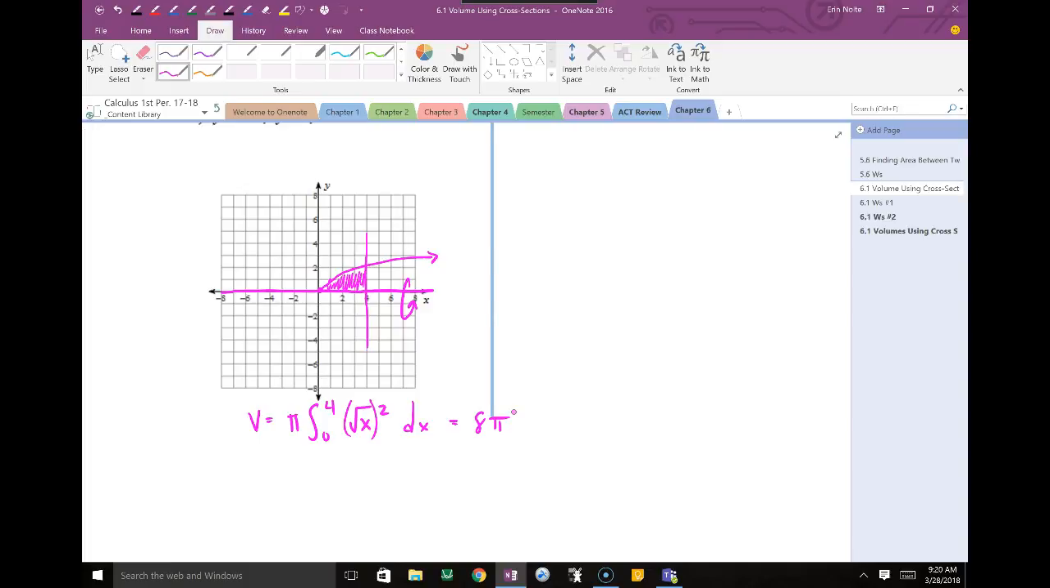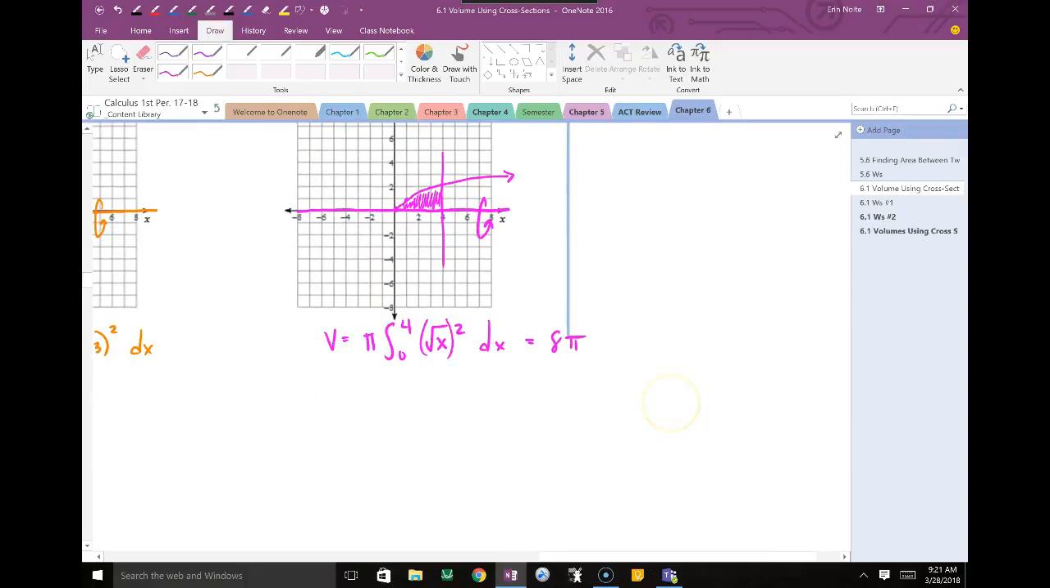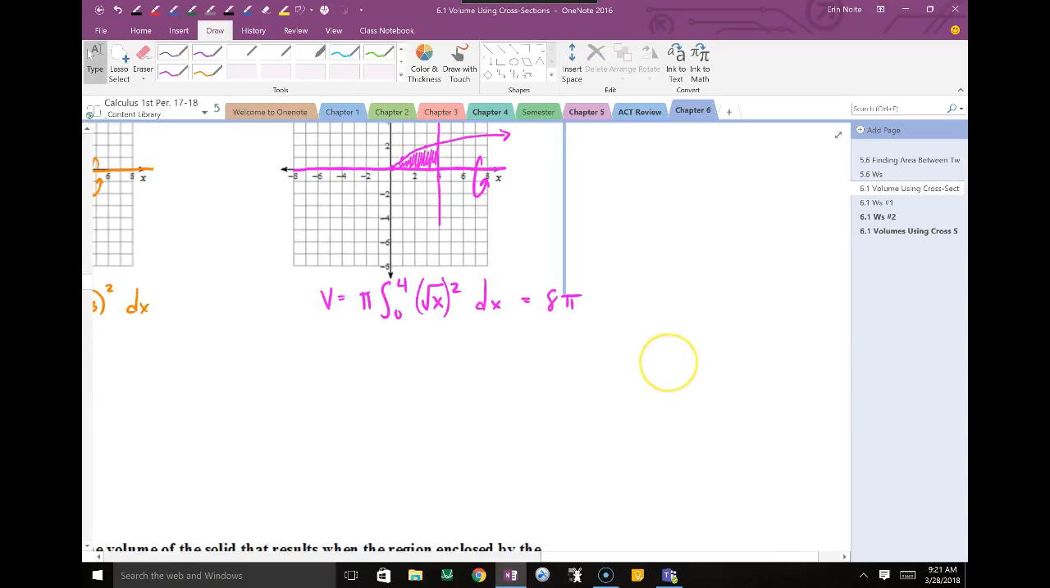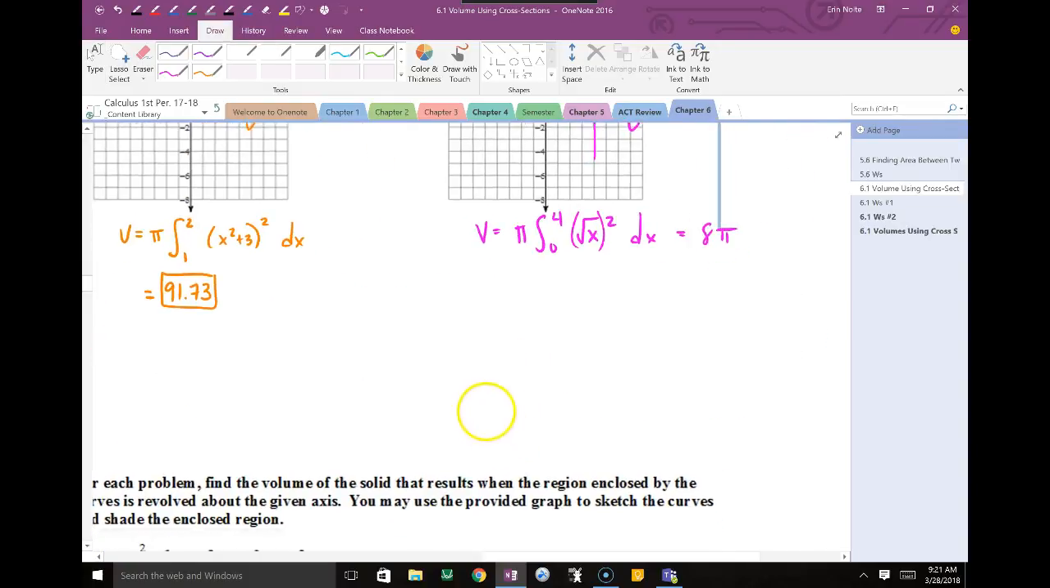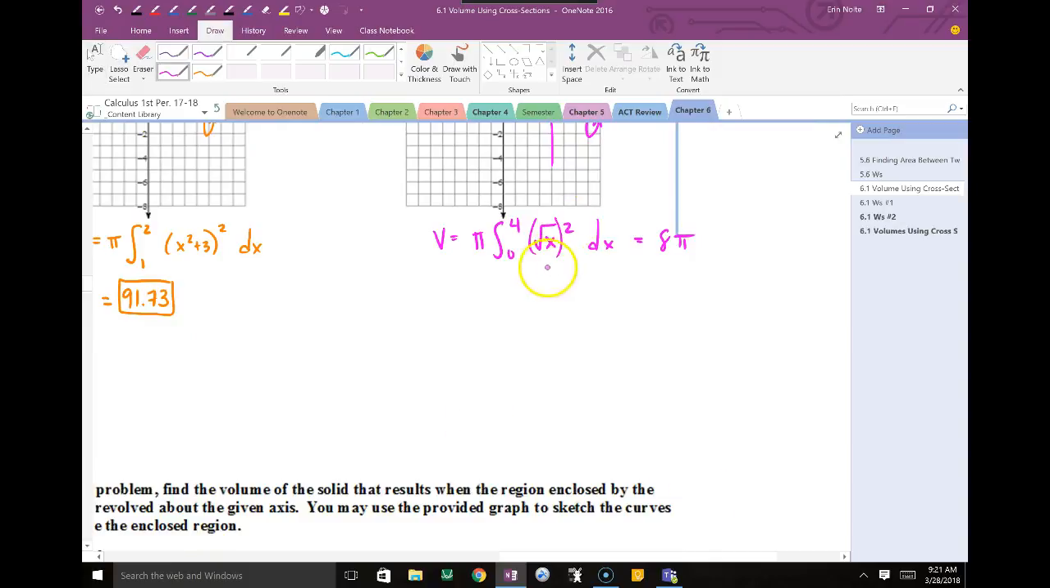So this gives me 8, and then I have pi. You can do that in your head. It's the same as 8 pi. Because the square root of x squared is just x, right? So then we integrate. What's the integral of x? 1/2 x squared. Then I just do the top, because if I plug 0 in, it's going to give me 0. 4 squared over 2, so it's 8 pi. That one's pretty straightforward.